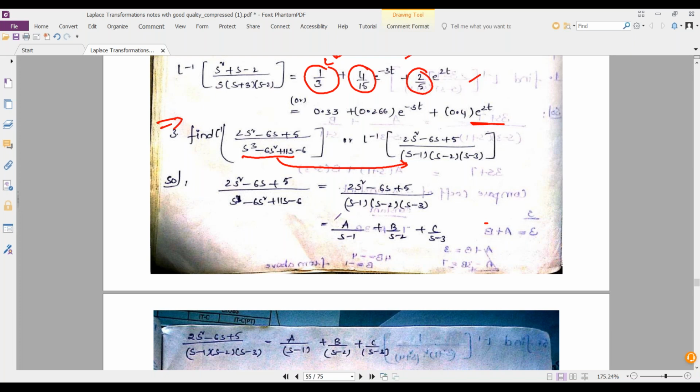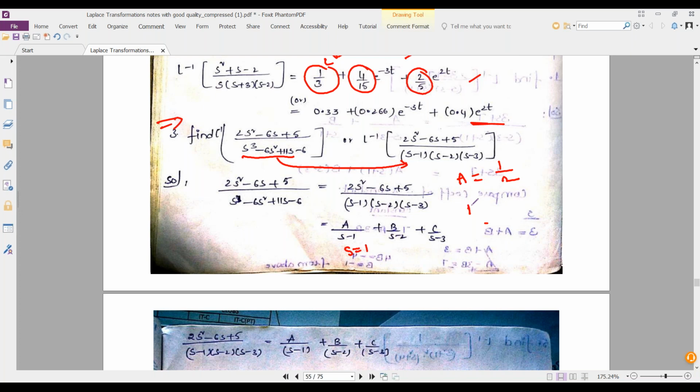Suppose I want to calculate A. The little logic is, the denominator of A by s minus 1 is s minus 1, which means I need to plug s equal to 1 here. So substitute in this, except this s minus 1. So what could be the A here? 2 minus 6 plus 5, 2 plus 5 is 7, 7 minus 6, 1 will be there in the numerator, and in the denominator 1 minus 2 is minus 1, 1 minus 3 is minus 2, so 2. So A would be 1 by 2. This is the easiest way of calculating when the denominator is expressed as a product of linear factors.